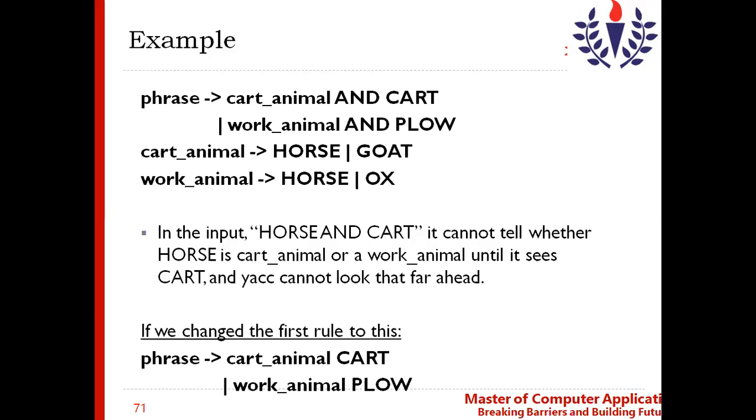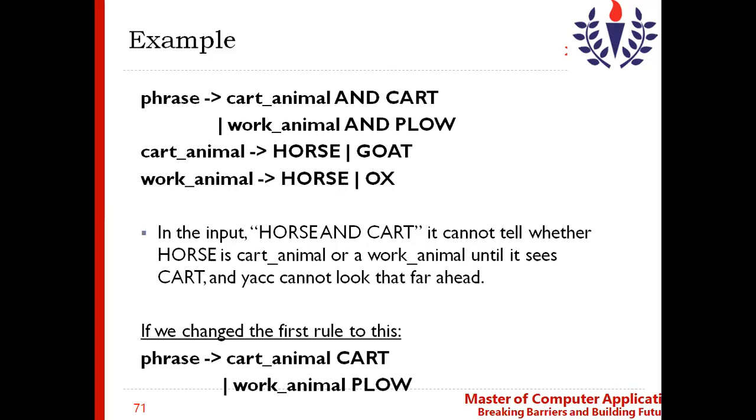But by seeing the input, as a user we can understand that yes, the horse has to belong to cart animal, because it is horse and cart. If the horse belongs to the cart animal, then only in the first grammar, cart animal and cart, the right hand side will be matched with the input and say, yes, the RHS will be reduced into phrase.